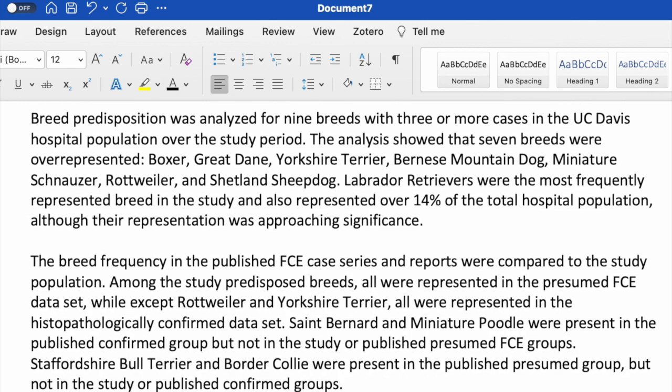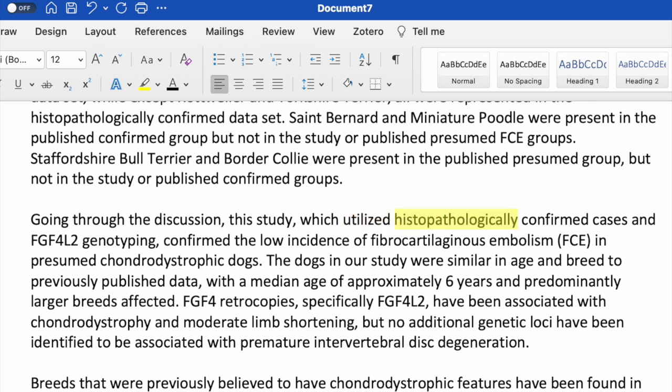Going through the discussion, this study, which utilized histopathologically confirmed cases in FGF4L2 genotyping, confirmed the low incidence of fibrocartilaginous embolism, FCE, in presumed chondrodystrophic dogs. The dogs in our study were similar in age and breed to previously published data, with a median age of approximately 6 years and predominantly larger breeds affected.